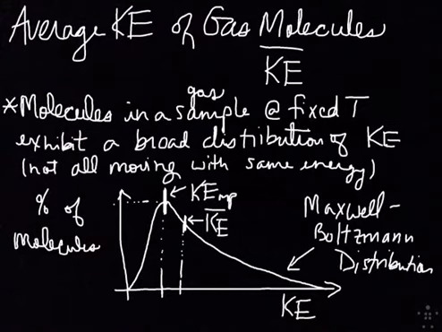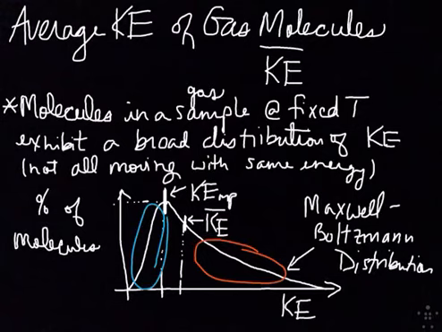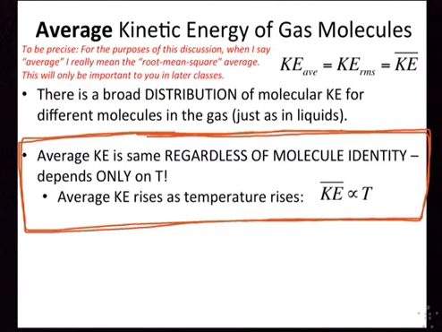But again, we have molecules that move slower than the average, and we have molecules that move faster than the average, right, at all times. The next point, which we've made before, is that the average kinetic energy is going to be the same regardless of molecular identity. It depends only on the temperature, and so we can write this proportionality that the kinetic energy is proportional to the temperature, meaning kinetic energy goes up as temperature goes up.